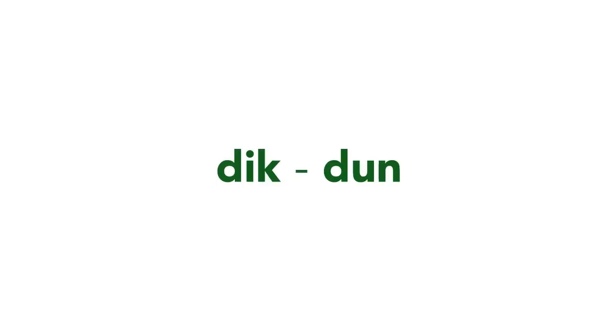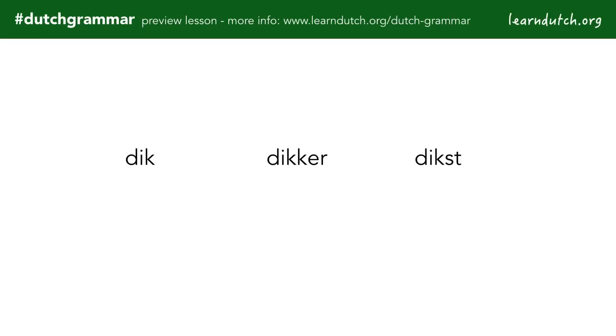Remember dik and dun, fat and thin? Those are the ones with short vowels. Dik, dikker, dikst. Dun, dunner, dunst. Here i and u are short vowels. We need to keep the same sound when adding an extra syllable. If we add er, we need to close the syllable with an extra consonant.